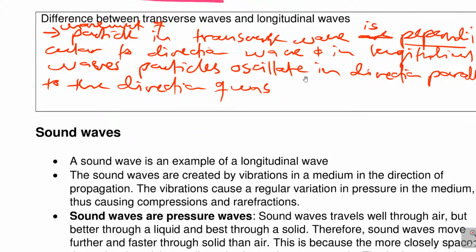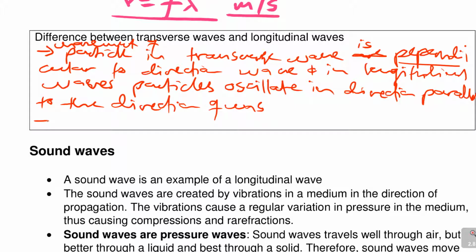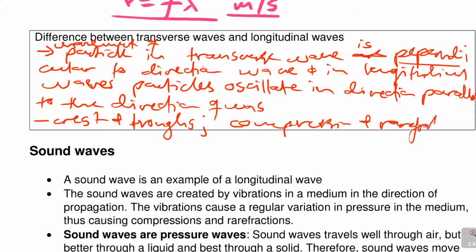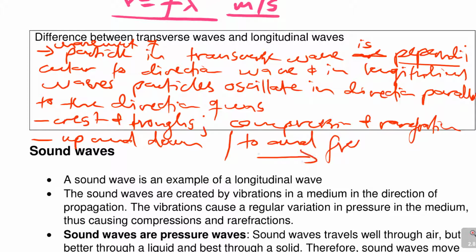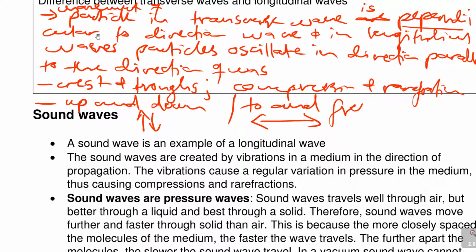All right. And then you can also mention simple things: in transverse waves we talk of crests and troughs. And in longitudinal waves, we talk about compressions and rarefactions. And then a simple one, though it's still fine, the movement in transverse waves is up and down, while in longitudinal waves it's to and fro. So this is the kind of movement, while the other one is this kind of movement. Those are the things that you can bring in general, but the first one is important: the movement of particles perpendicular to the direction, or parallel to the direction of the wave.